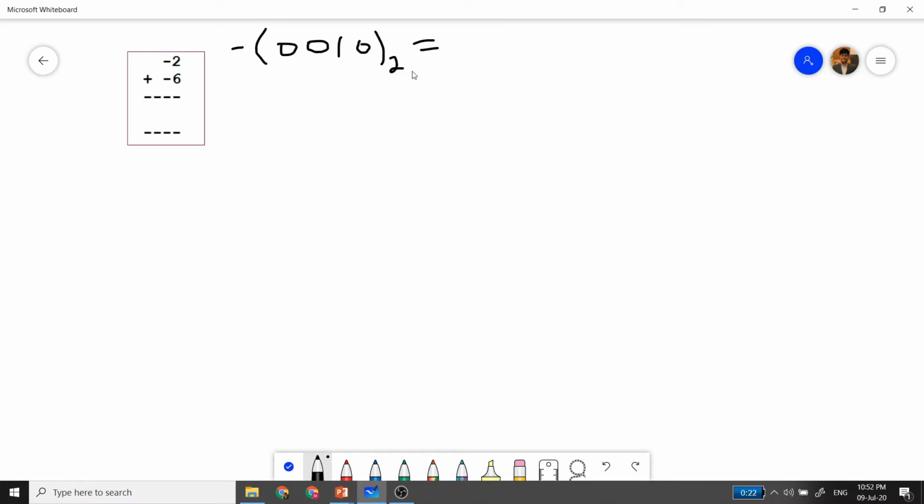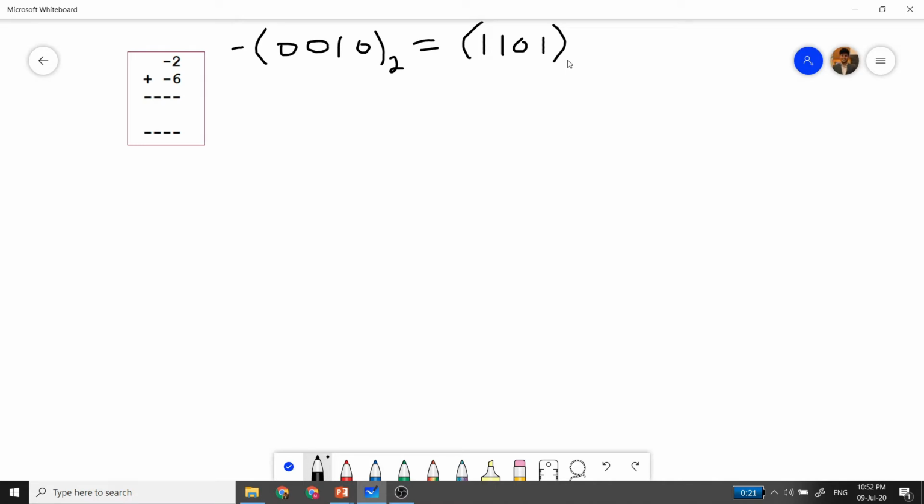If I want to convert it to its corresponding 2's complement form, first I will need to invert all the bits. If I invert all the bits, the first bit 0 will become 1, the second bit 0 will become 1, the third bit 1 will become 0, and the fourth bit 0 will become 1. And this is not yet my 2's complement form.